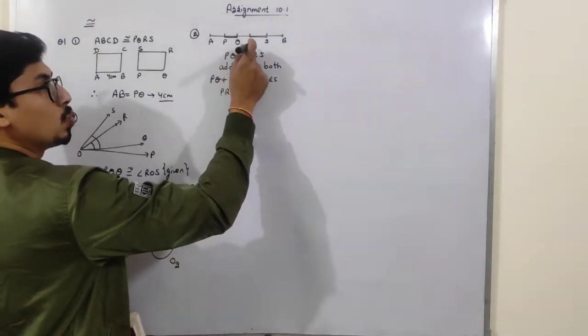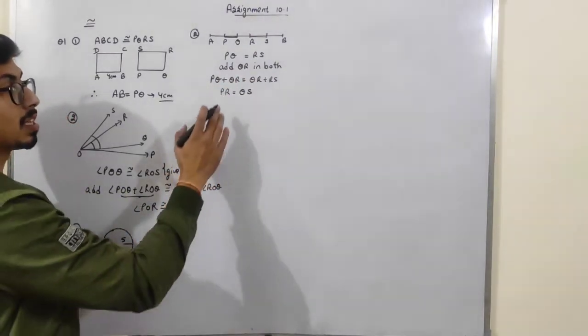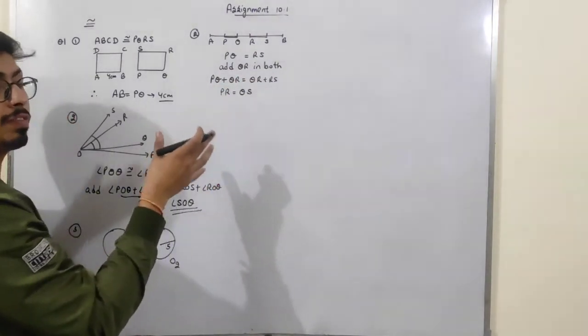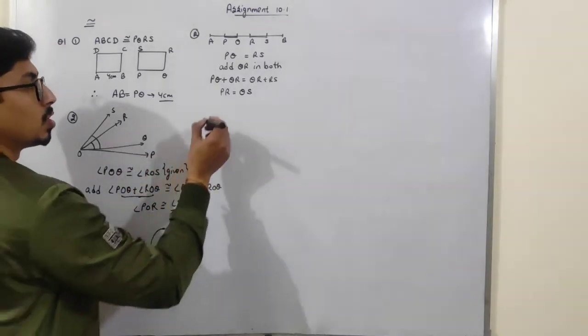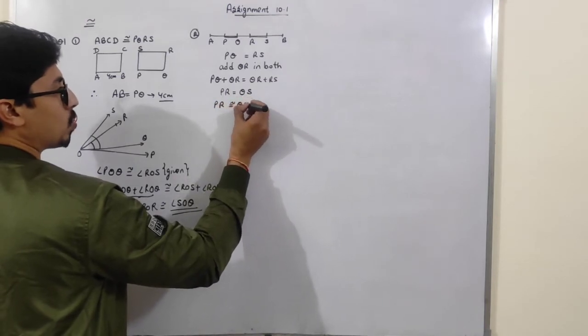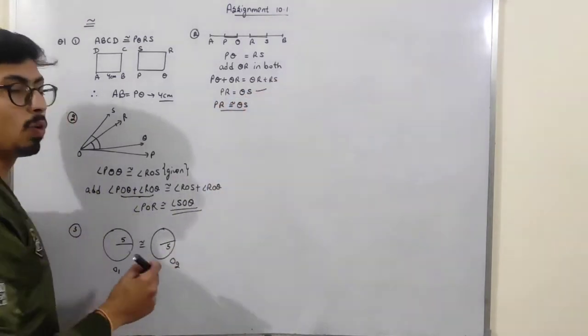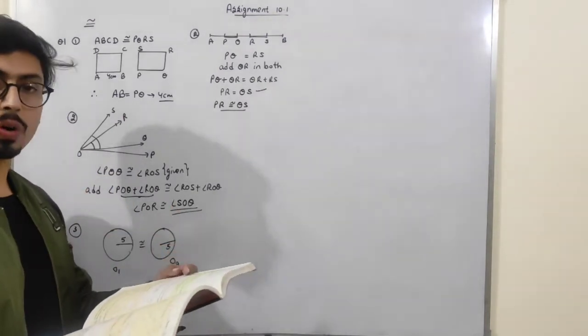QR plus RS will be QS. So yes, see, both the sides are equal. Now if both the sides are equal, I can say that they will overlap each other also. So yes, PR is congruent to QS also because they are of equal length now. So they will overlap each other, and if they overlap each other, so yes, they are congruent.